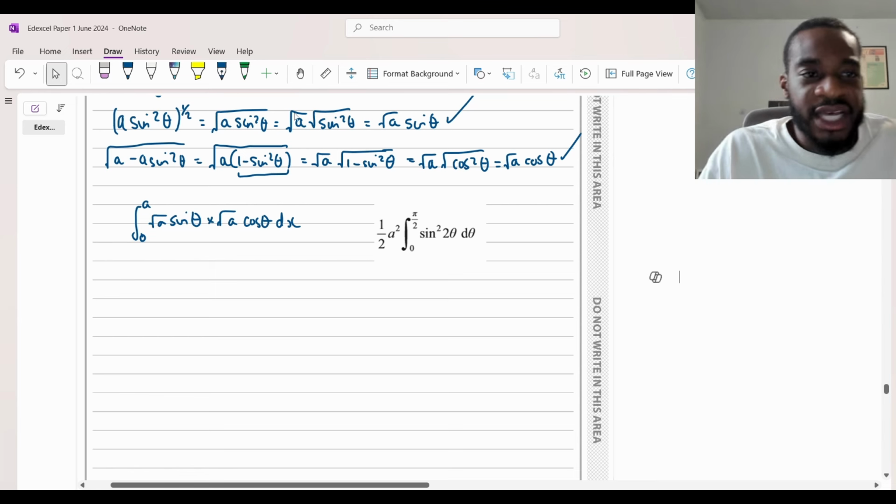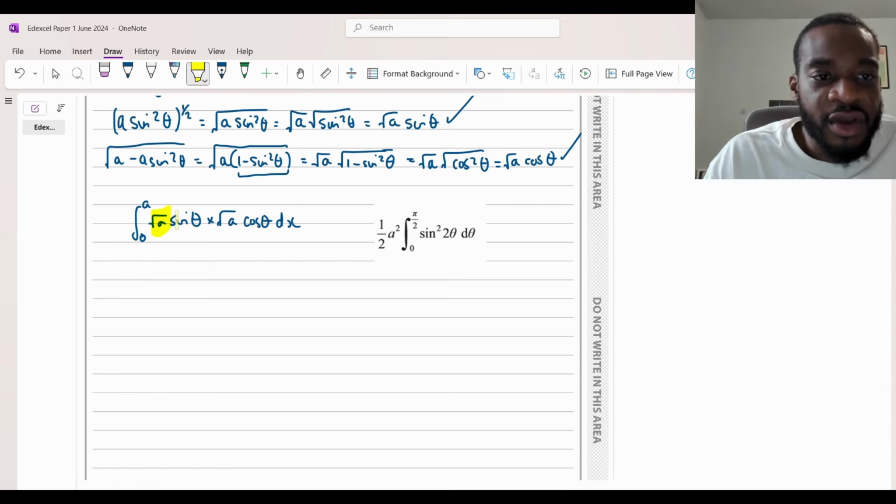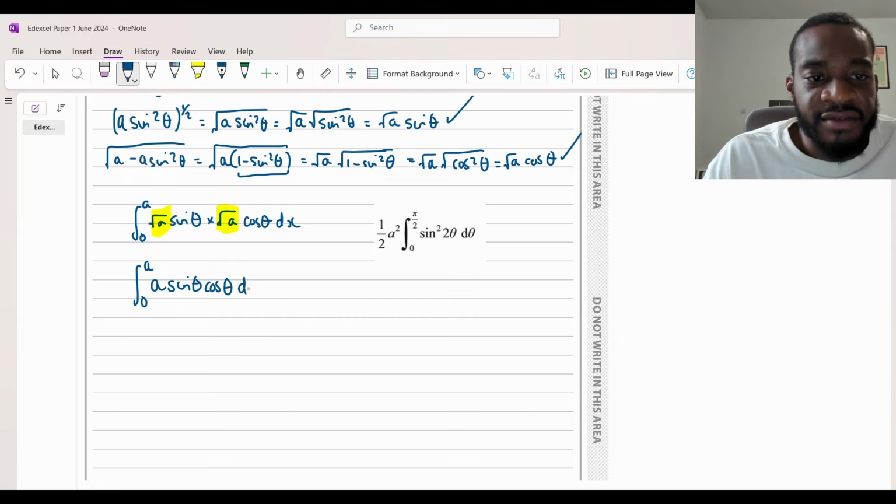Okay. So what can I do? Let's just tidy these up. This is fine. Root a times a root a, that's just a, isn't it? So we can write this as the integral from 0 to a. Root a and root a is just an a. Sine theta times cos theta is just sine theta cos theta. And then now I have dx here.